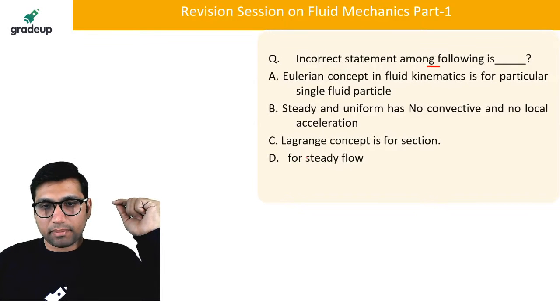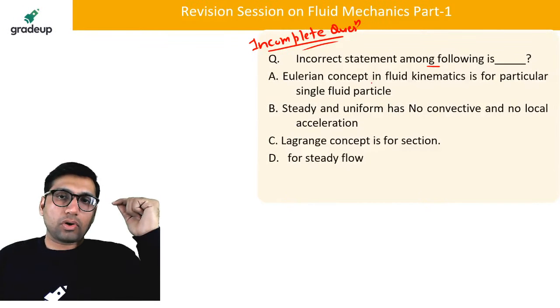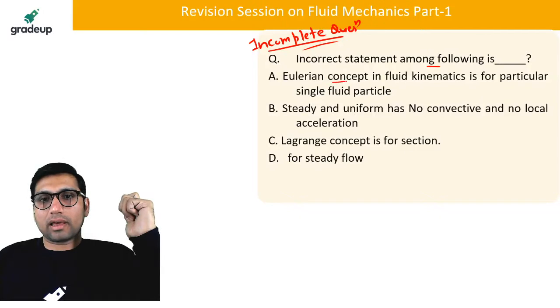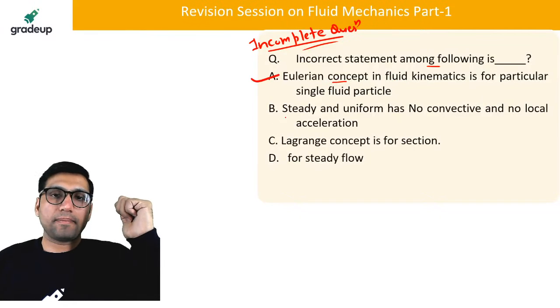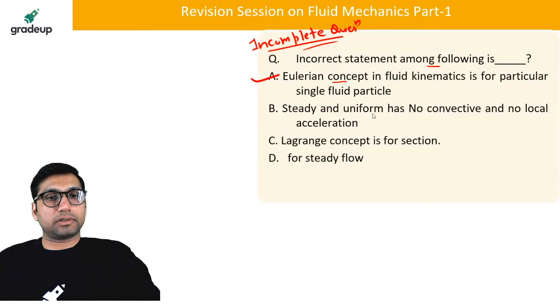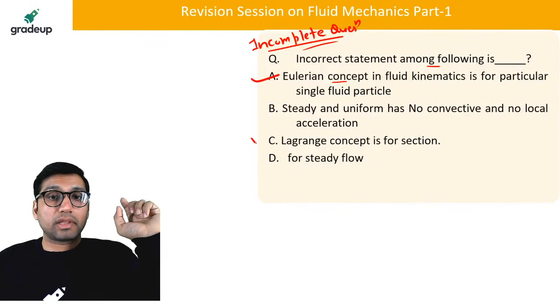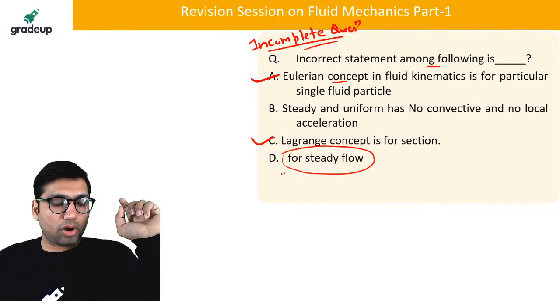I think this question is a little bit incomplete. We'll see that tomorrow. There's some problem in the question here. Although the incomplete part is that Eulerian concept is used for a single particle, this is not correct. This is one answer. Steady and uniform has no convective and no local acceleration. Is this statement correct or not? This statement is correct. Lagrangian concept is for a particular section. No, it is not for a section. So the right answer will be option A and C. Option D, there is a mistake here. I don't know what the right option D is.